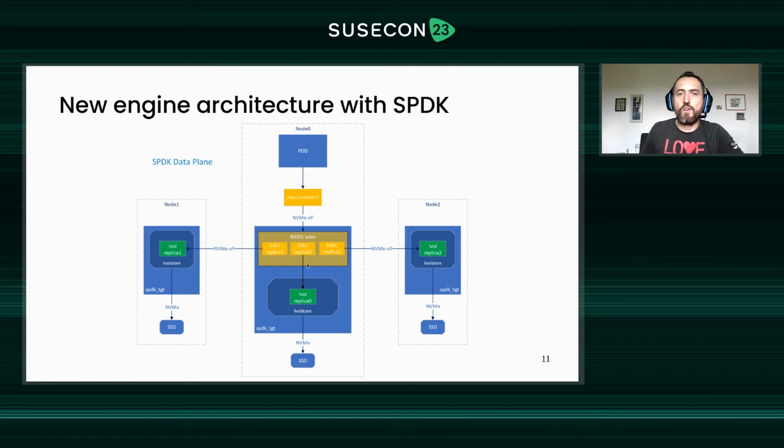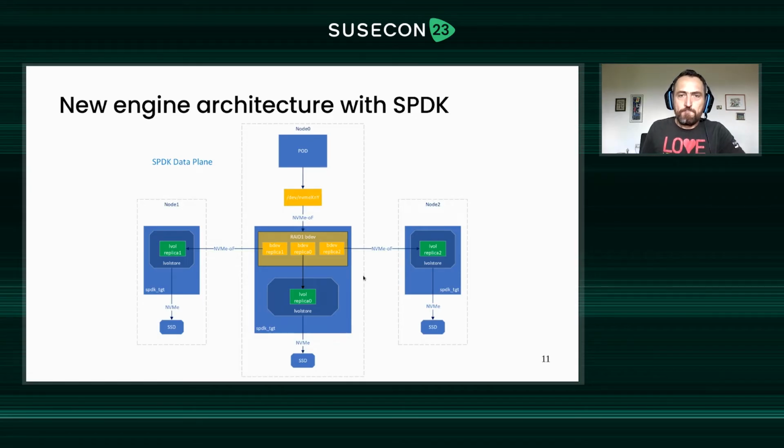Instead, on the local node, the local replica is not attached to an NVMe over Fabric subsystem, but is attached directly to the logical volume of the logical volume store of the local SPDK target.